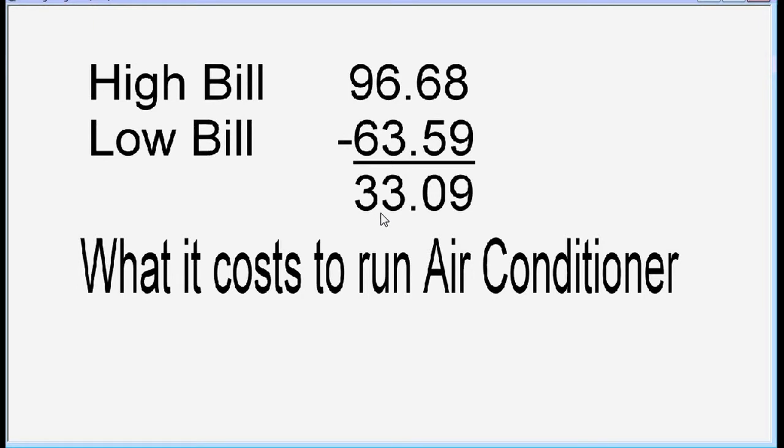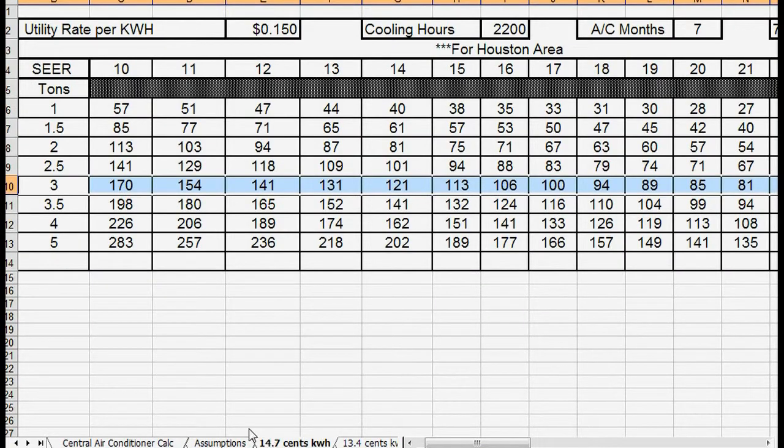Now, what we do, to find out what the SEER rating is, we're going to take this $33.09 and plug it into our energy chart. Now, this energy chart is basically comprised of taking that 16.1 cent per kilowatt hour plus the 13.9 cent, adding it together, which gives me 30 cents per kilowatt, and then I divide that by 2 to get the average, because I'm averaging it out. I want to find exactly what the SEER rating is.